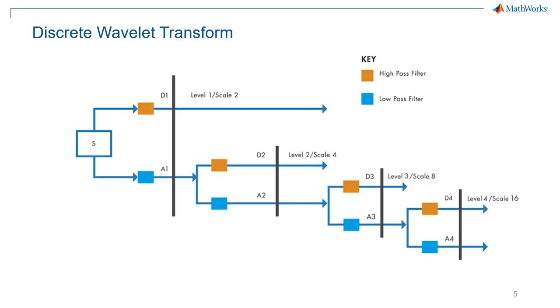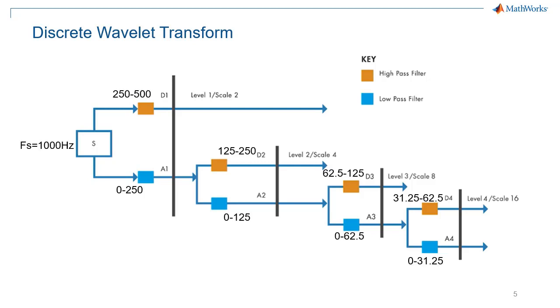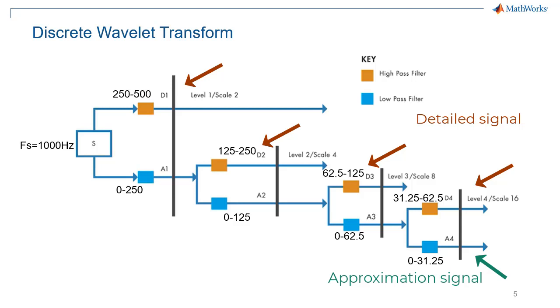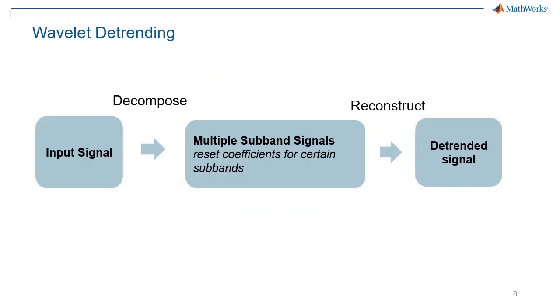For example, if we set the level as 4 and the sampling frequency as 1000 Hz, that is to say, the signal with the Nyquist frequency equals 500 Hz, it is decomposed into 4 levels of the detailed signal and the approximation signal. The frequency of each subband is shown in this figure. The principle of signal detrending based on discrete wavelet transform is shown in this figure. First, we use discrete wavelet transform to decompose the input signal into some subband signals, some of which represent the trend of the signal. We can set the coefficients of this subband to 0 and then reconstruct the signal through the inverse discrete wavelet transform. And this time, the subband signal representing the trend has been removed.